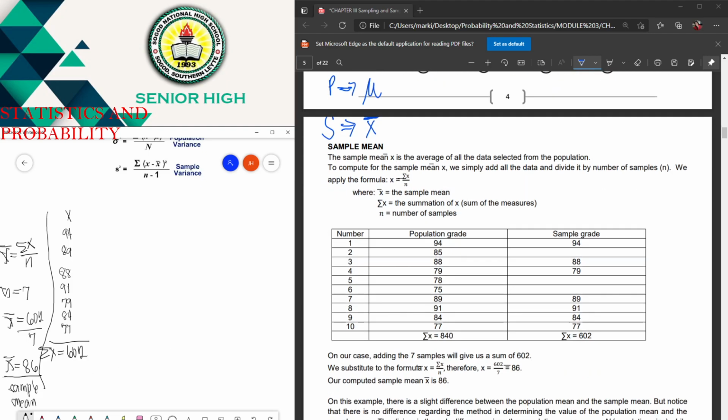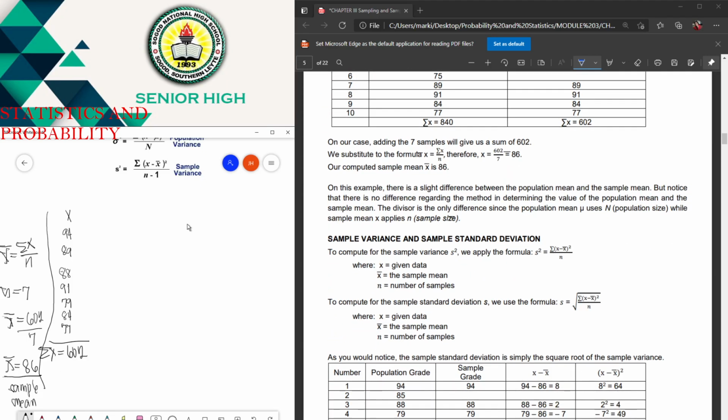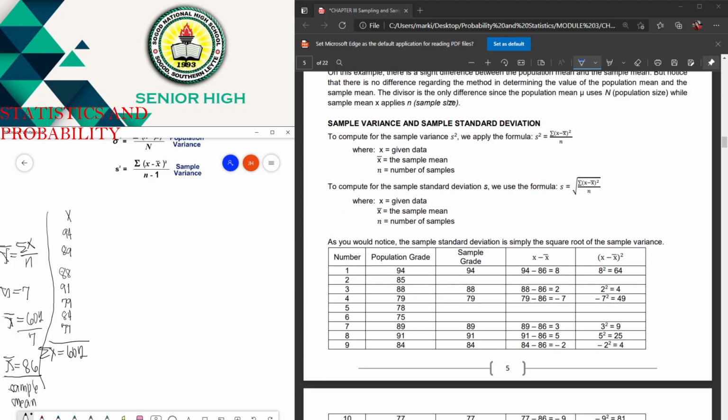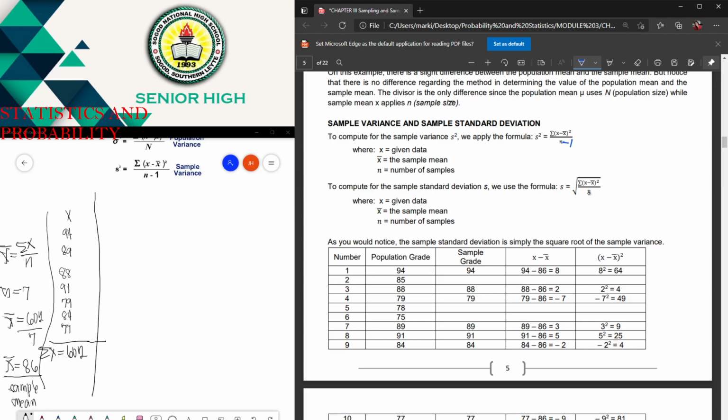Okay? So, next step is kukunin na natin yung sample variance and sample standard deviation. So, ayan. May table na tayo. Again, what is the formula? Ito yung gagamitin natin, wag to kasi wrong. May kulang yan. May n-1. I'm sorry, my fault. I did not check again the module. So, ito yung gagamitin natin, n-1. So, be careful. Sample variance.